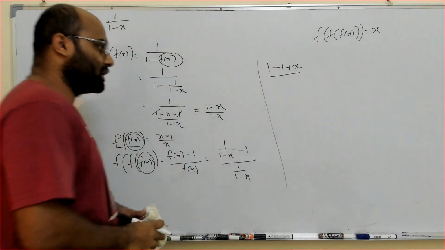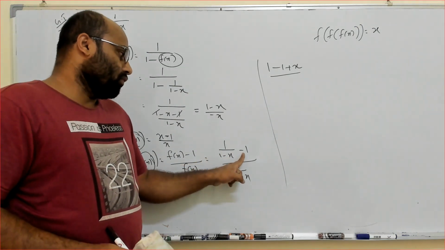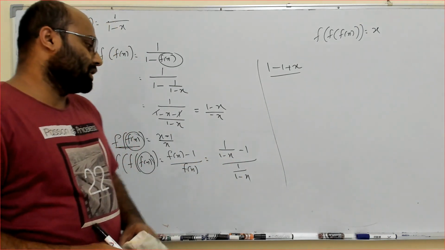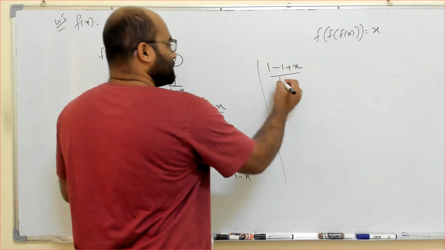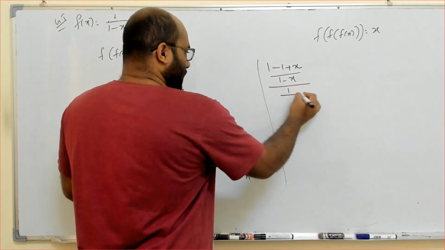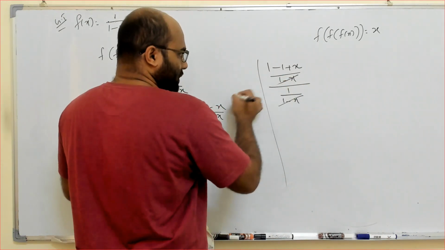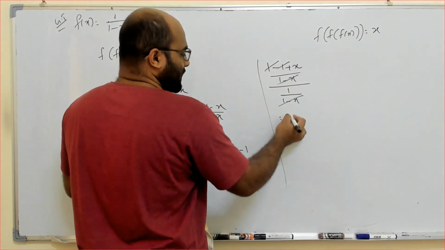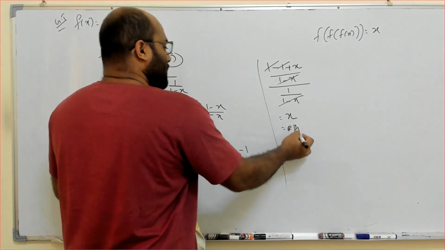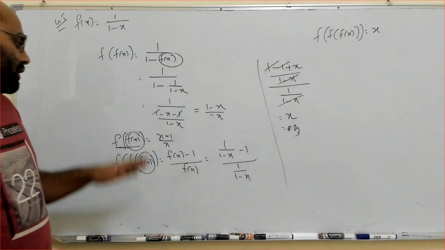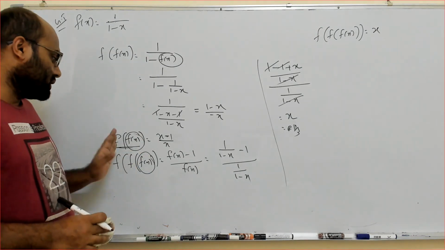Don't make a mistake when we are multiplying minus 1 into 1 minus x, plus x by 1 minus x, divided by 1 by 1 minus x. 1 minus x, 1 minus x cancel. This also cancels. x, that is the RHS. Please check it.